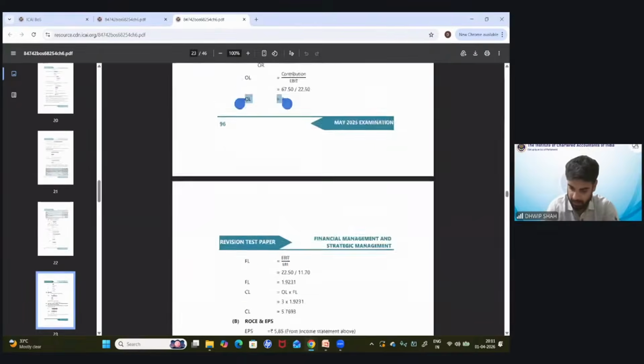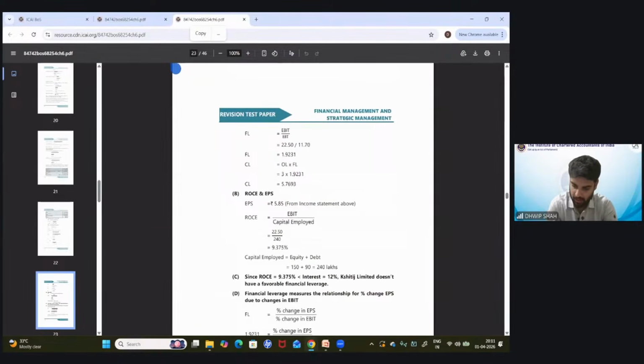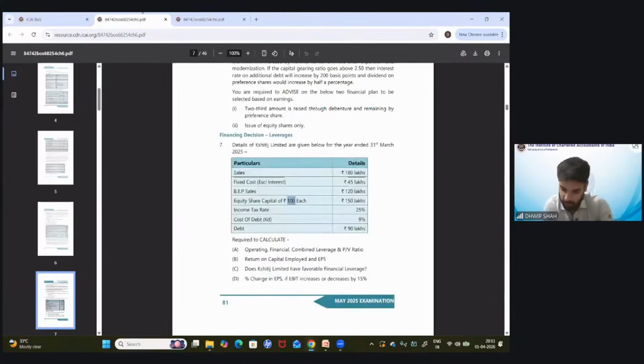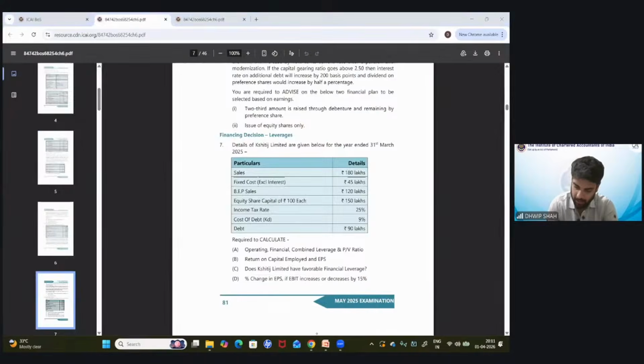So let's just check whether they have prepared the income statement. Okay. ROCE 9.375, EPS 5.85, CL 5.7693, FL 1.923, ROCE less than interest. Kshitij Limited does not have favorable financial leverage. Okay. What was asked last? Percentage change in EPS if EBIT increases and decreases by 15%. C is done. Let's come to D.